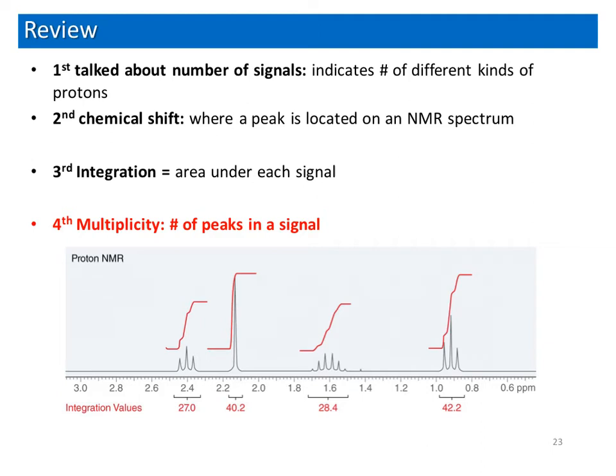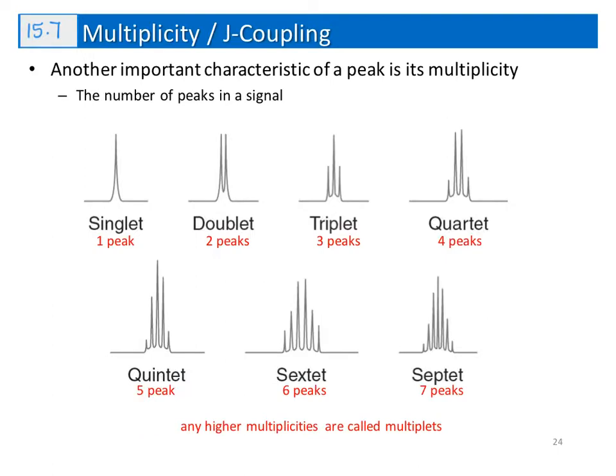So we first talked about number of signals, then chemical shift and integration values. Now there is one last piece of information that we need to know, and it's called multiplicity or J coupling. So this tells us what this triplet means or what this singlet means. So how are we going to decide what the multiplicity is?